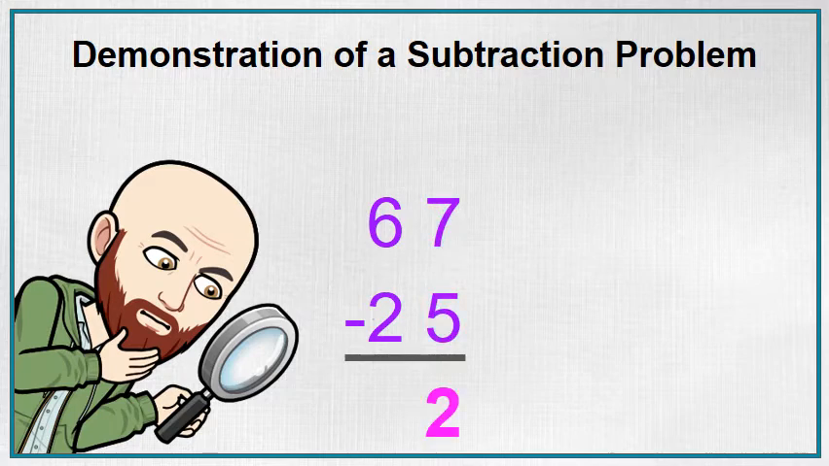When I go to the tens, I can see a 6 and a 2. The minuend is a 6, the subtrahend is a 2. So it's 6 take away 2, which gives me an answer of 4. Combined, I get the answer of 42.